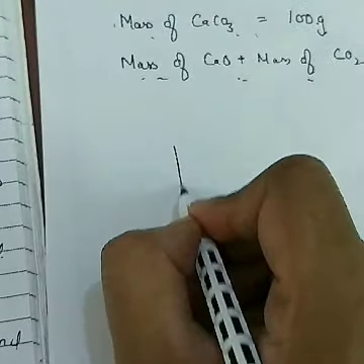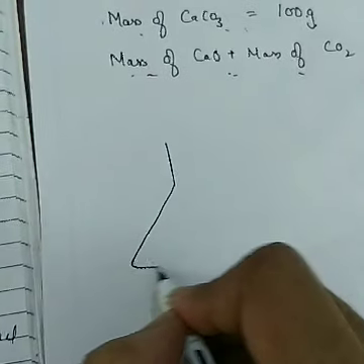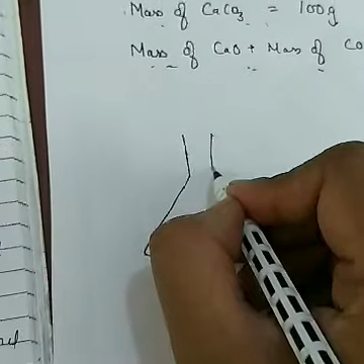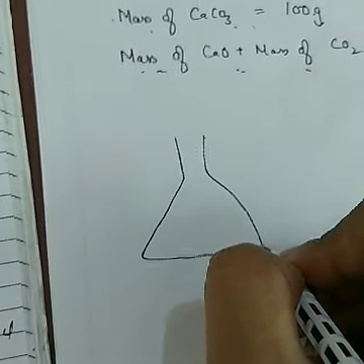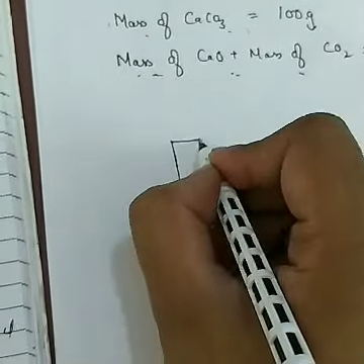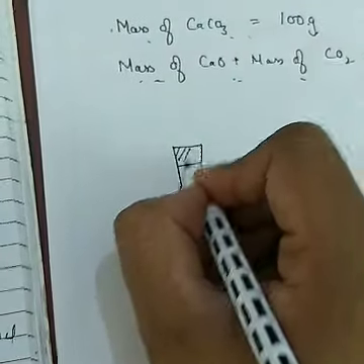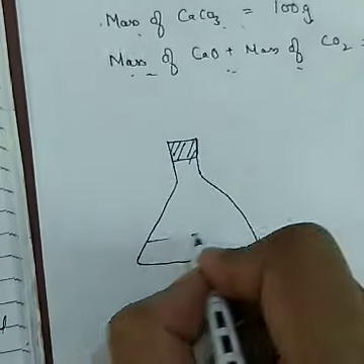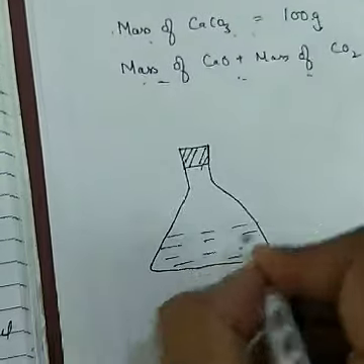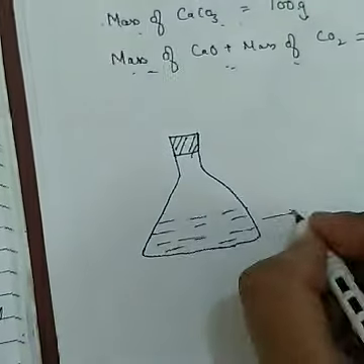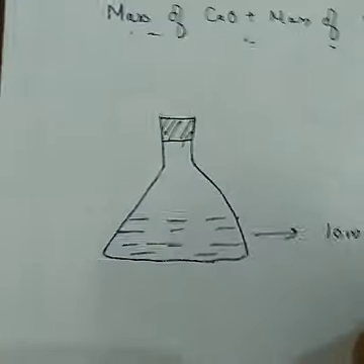See, I am drawing a figure here. I have taken a conical flask. This conical flask is fitted with a cork. In this flask we have taken 10 ml of sodium sulfate.